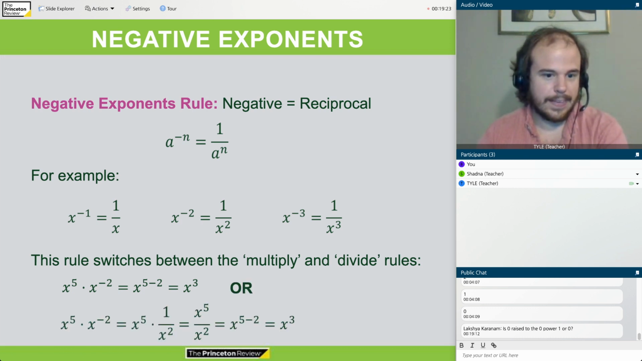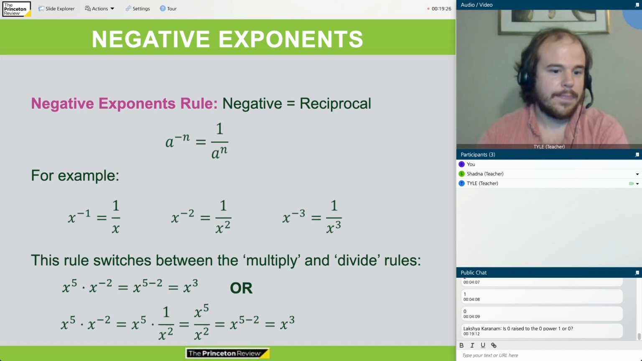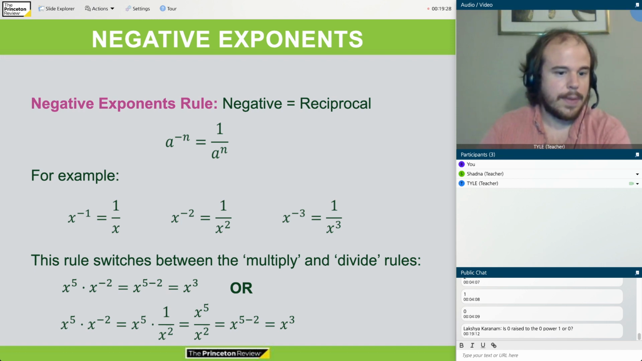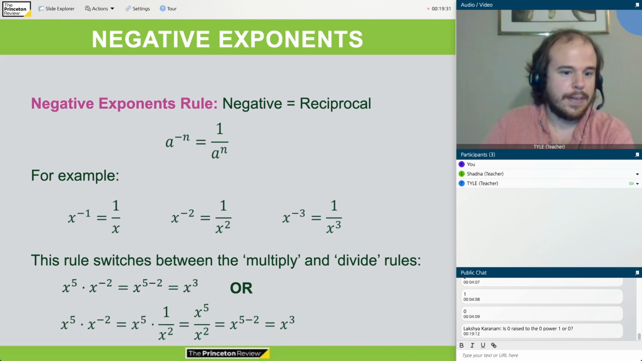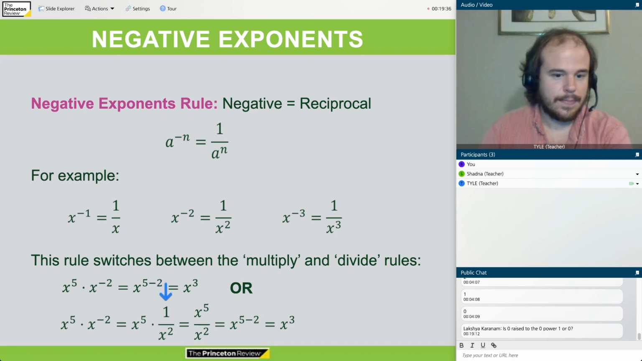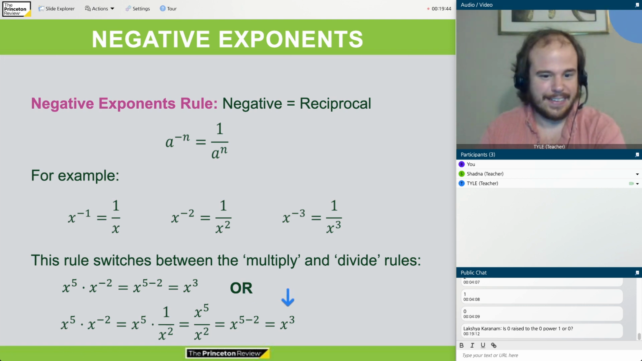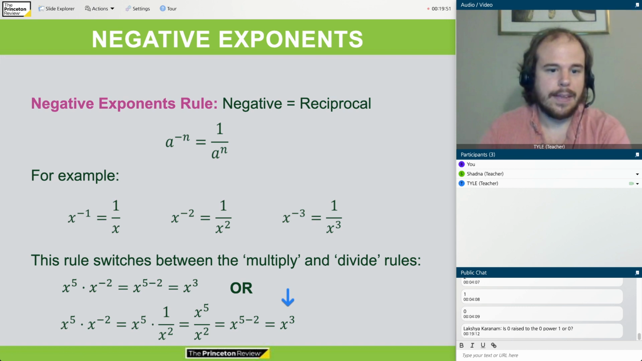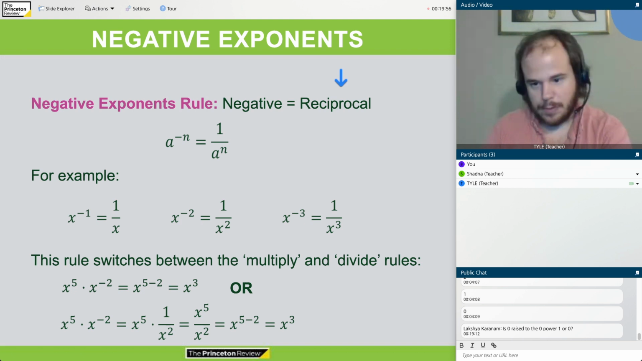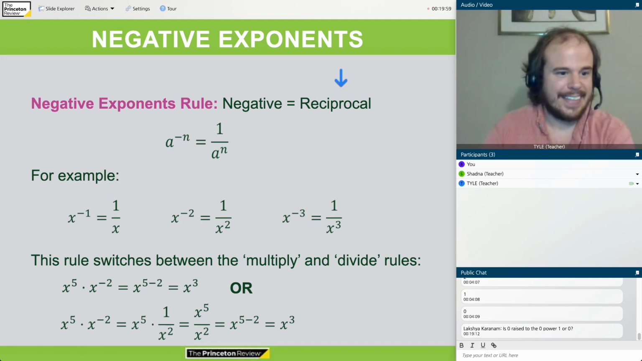Or instead of using the multiply rule, I could switch to using the divide rule by exchanging x to the negative 2 for 1 over x squared. And then I'm dividing x to the fifth by x squared, which, dividing is subtracting, so x to the 5 minus 2 is x to the third. These are both valid ways to do the problem, and my point here is showing you the connection between these two rules. The fact that this negative equals reciprocal rule gives you the connection between the multiply and divide rules, in case that helps you remember.